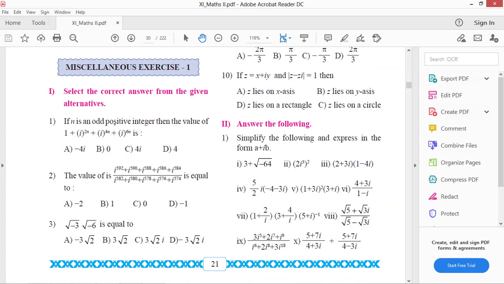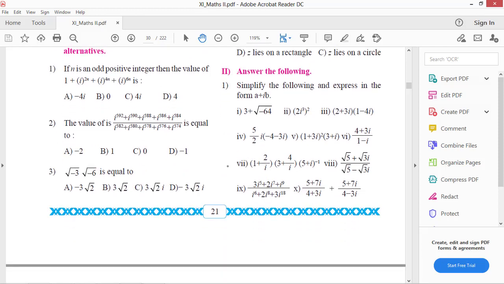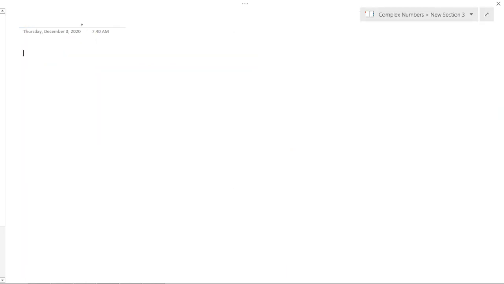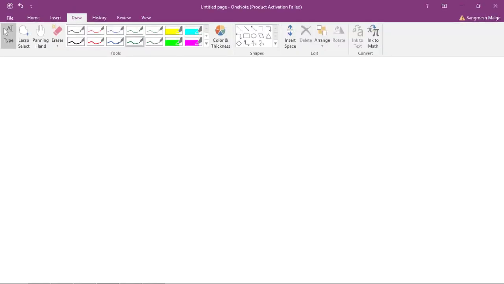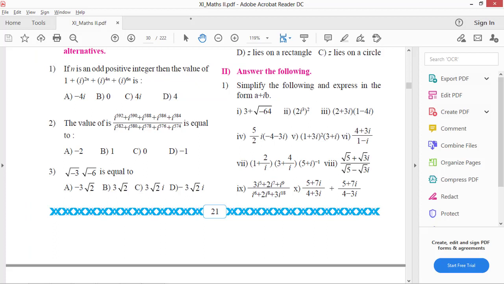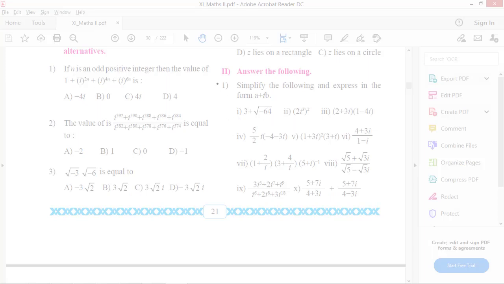So this ends your part 1, that is, miscellaneous exercise 1 part 1 is done. Now let's continue with the second one. So let me take a new page. So it's miscellaneous exercise 1 part 2. Okay, let's have the first question. Simplify the following and express in the form of a plus ib.